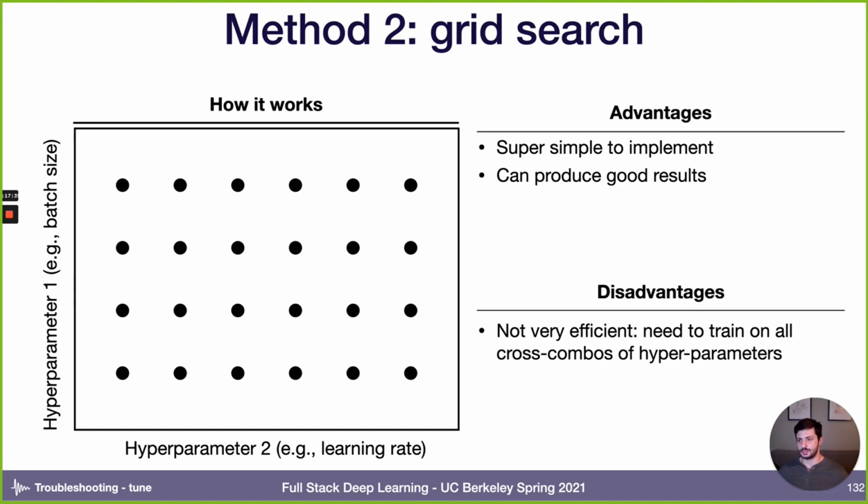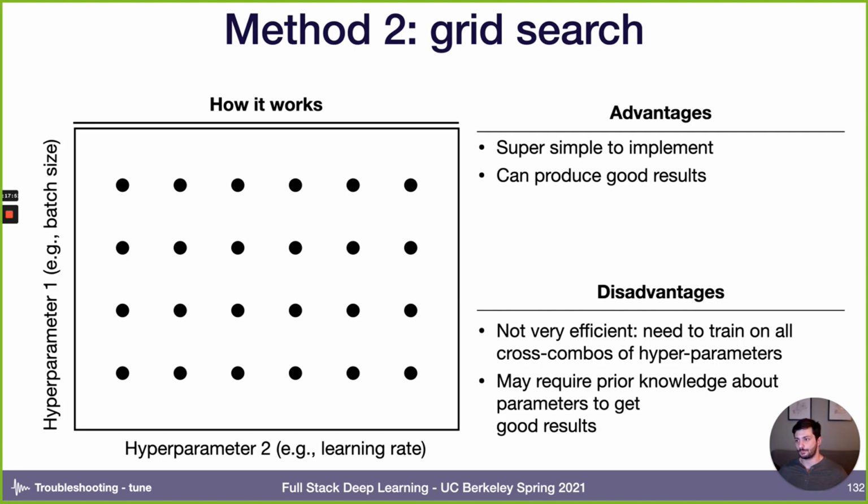Disadvantage is that this is not very efficient, right? So in order to make this work, you need to train on all of the different cross combinations of the hyperparameters that you're tuning. So if you're tuning more than one or two hyperparameters, then this tends to be very inefficient. And then this often requires prior knowledge about parameters to get good results, right? So you need to choose the size of your grid, like the min and max values for each of the hyperparameters that you want to search over. And if you don't do a good job of picking those values, then you might not get good results.